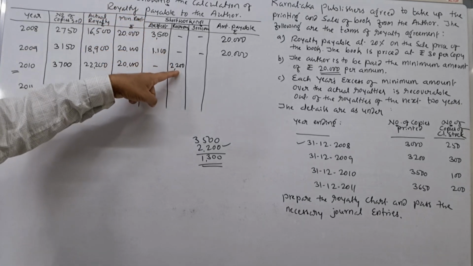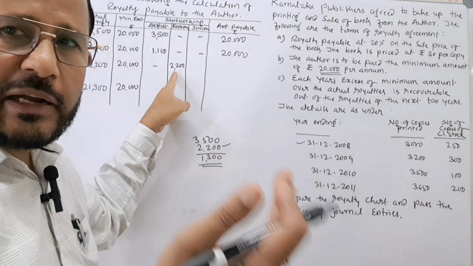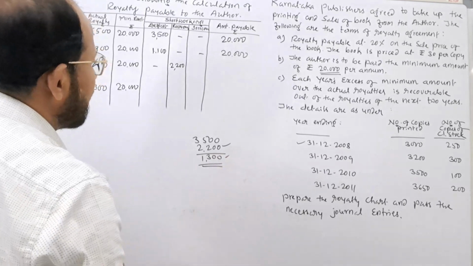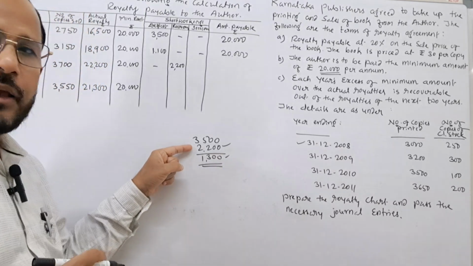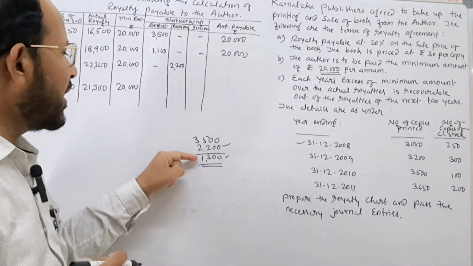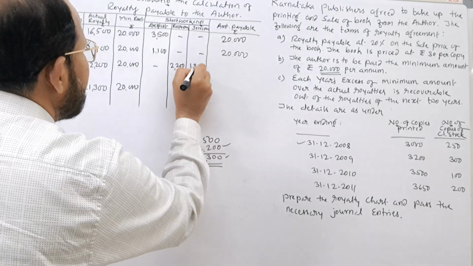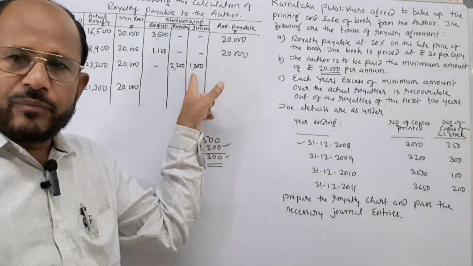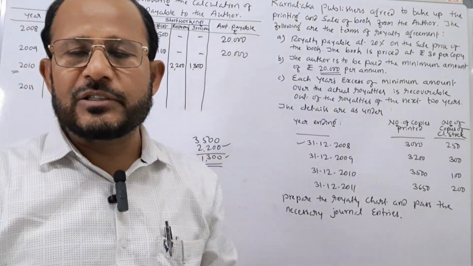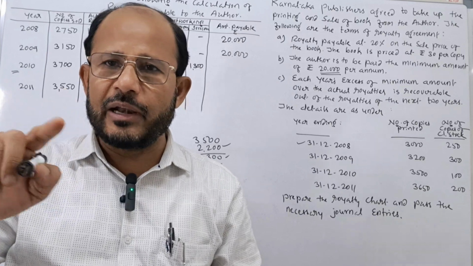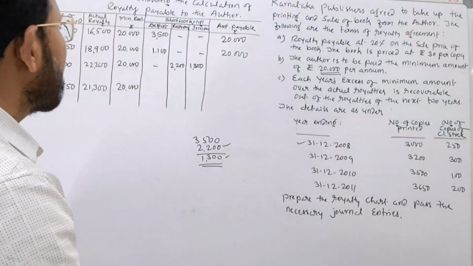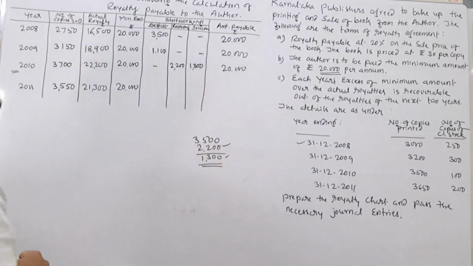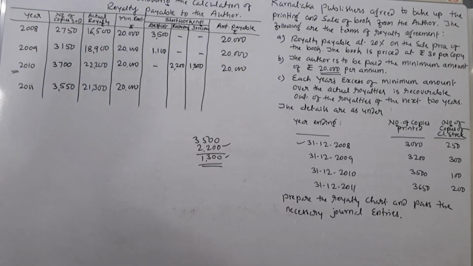This is the last year. That is why whatever excess royalty is there, he will recover. And remaining amount is 1,300. Out of 3,500 he recovers 2,200, and the remaining balance of rupees 1,300 is to be shown in the irrecoverable column. This is a loss to the publisher. This loss we transfer to profit and loss account. Profit and loss account is debited and short working account is to be credited. And here the author gets how much again? Rupees 20,000 as his royalty.